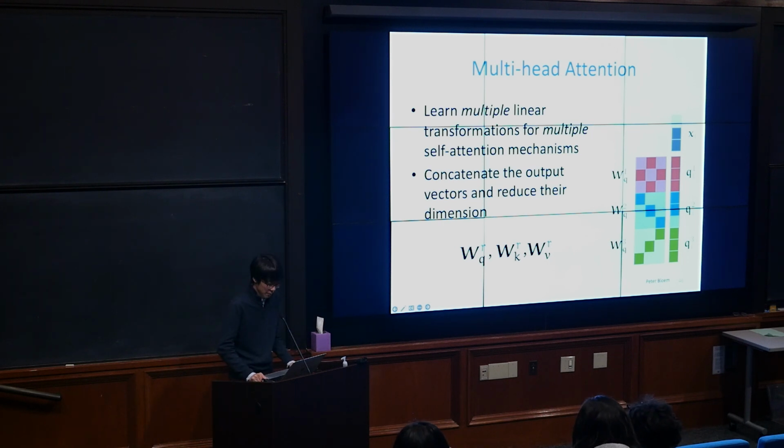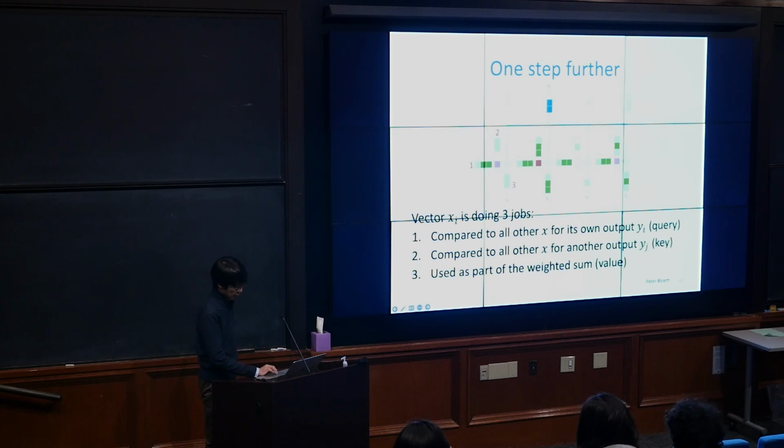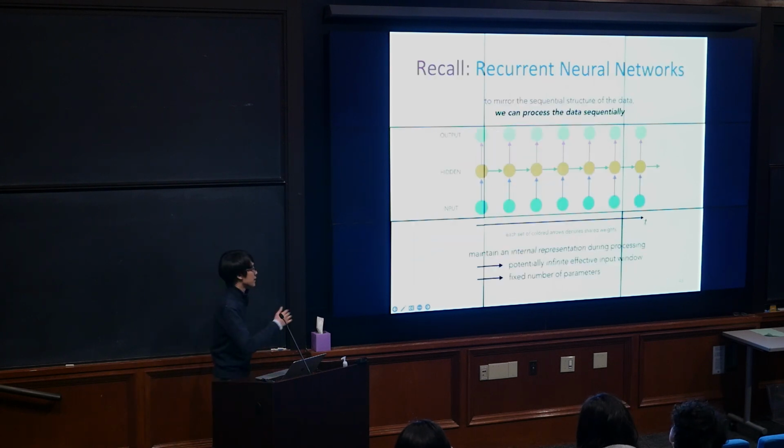Do you have a question? Yeah. How is this different from the recurrent network that you have again, in order to have different types of R's? Mm-hmm.